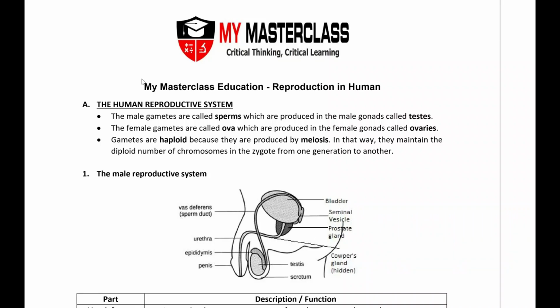Hi everyone, today we'll be looking at the human reproductive system. In the human reproductive system, we have the male gametes, which are called sperms, and these sperms are produced in the male reproductive organs called testes. The female gametes are called ova. These are produced in the female reproductive organs called the ovaries.